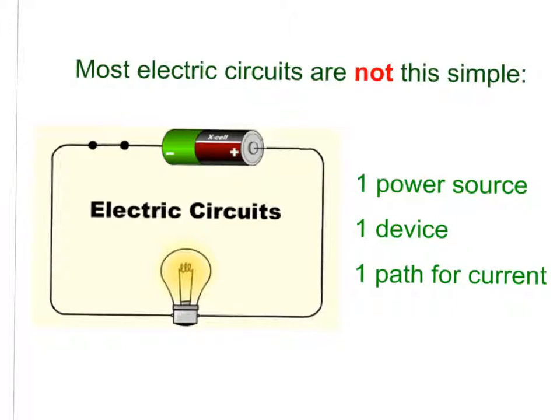So most electrical circuits are not this simple. It would be nice if they were, but they're not. This circuit has one power source. It has one device, the little light bulb, and it has one path for the current. Most electric circuits have multiple power sources, multiple devices, and multiple paths for current.